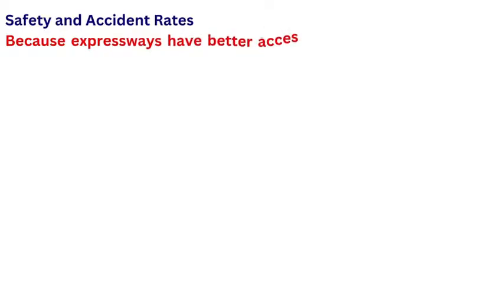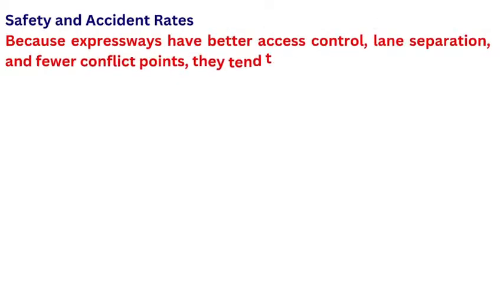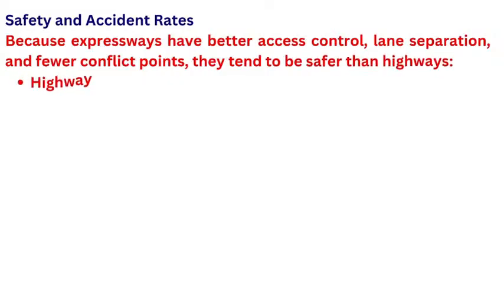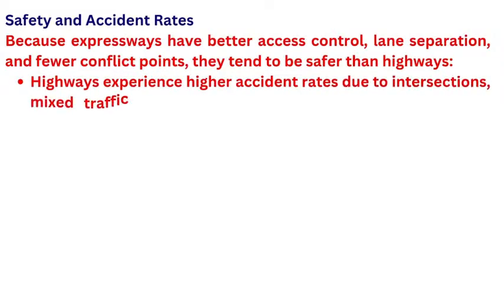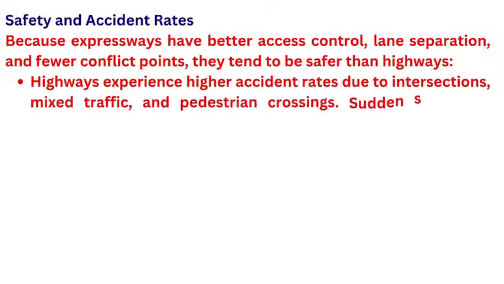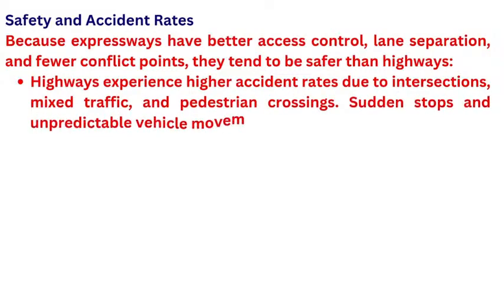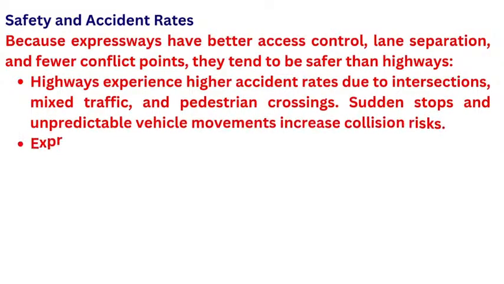Safety and accident rates. Because expressways have better access control, lane separation, and fewer conflict points, they tend to be safer than highways. Highways experience higher accident rates due to intersections, mixed traffic, and pedestrian crossings. Sudden stops and unpredictable vehicle movements increase collision risks.